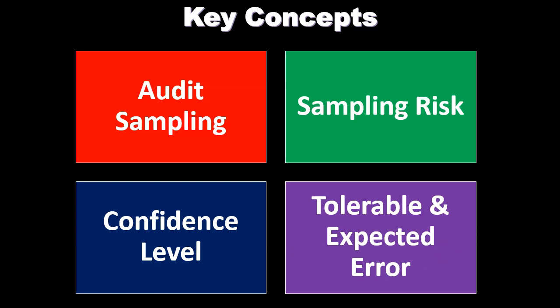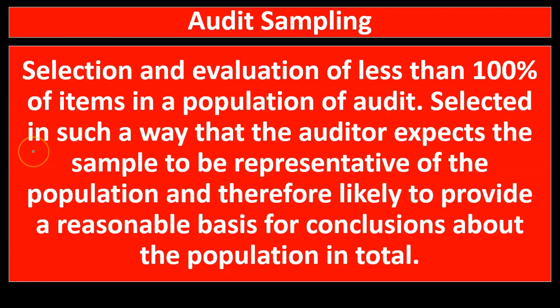We're looking at these terms in more detail, starting with audit sampling. Audit sampling: selection and evaluation of less than 100% of items in a population of audit, selected in such a way that the auditor expects the sample to be representative of the population and therefore likely to provide a reasonable basis for conclusion about the population in total.